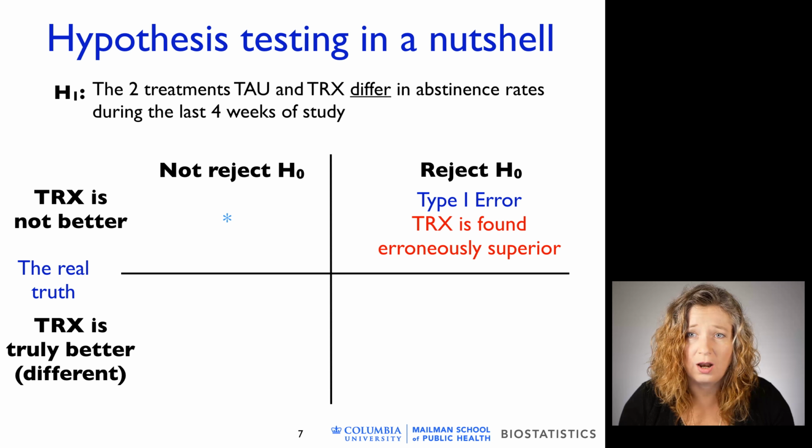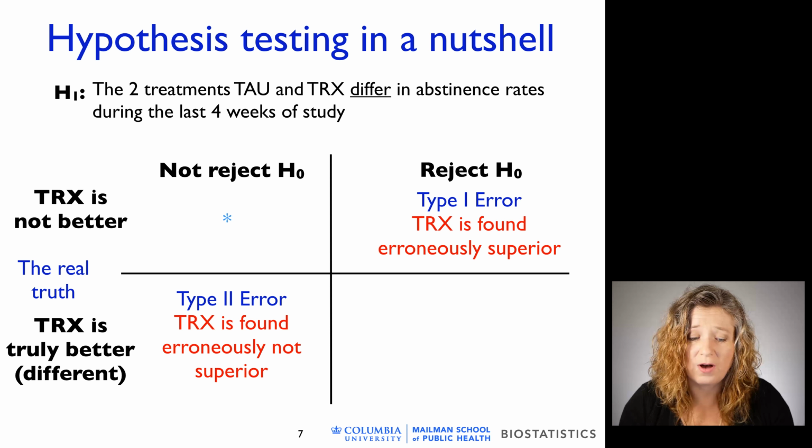In the lower left quadrant, we also have a wrong conclusion. But in this case, the treatment is truly better, different, but we did not find it significant. So that is a type 2 error, and it is that the treatment is found erroneously not superior. Well, in the last 4th quadrant, this is the correct answer to the correct situation.